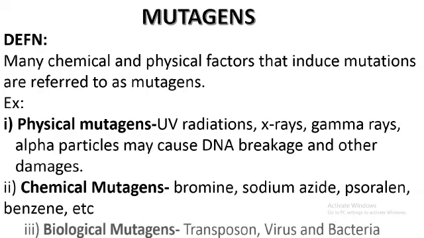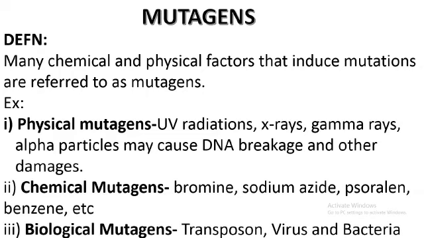The third category is biological mutagens. That is, certain living components are known to induce mutation when they enter a living organism. For example, a transposon, that is a small segment of DNA introduced into the organism, or viruses or bacteria can also induce mutation. So such living components which induce mutations are called biological mutagens. So this is with regard to mutation.